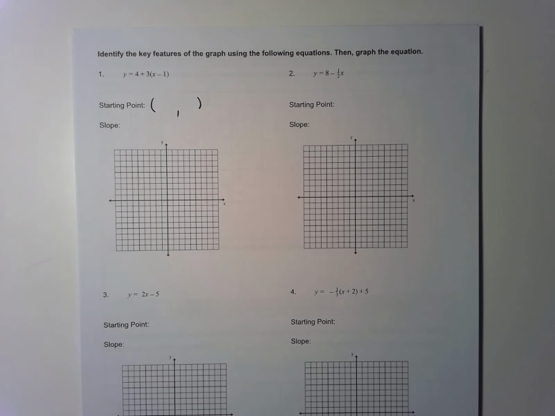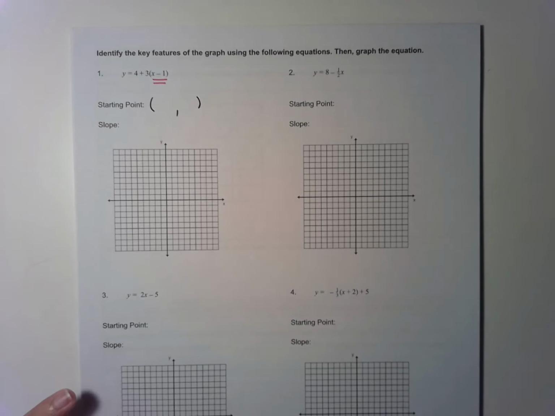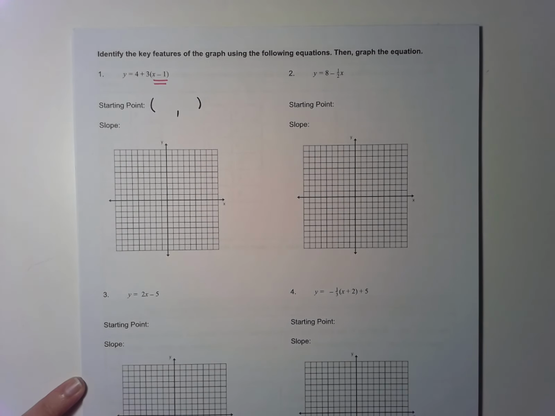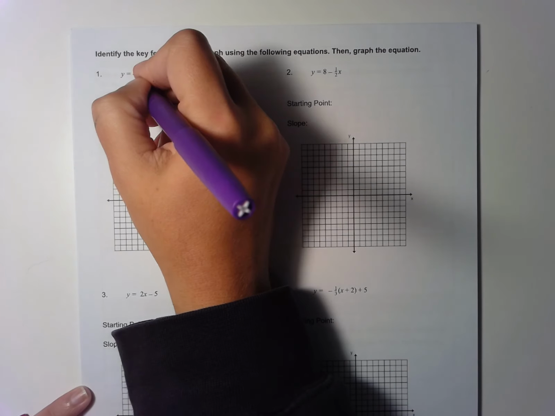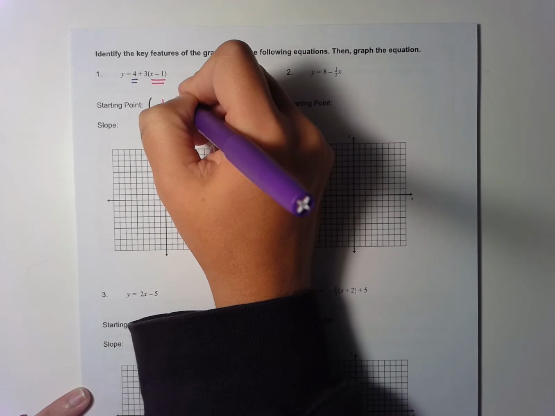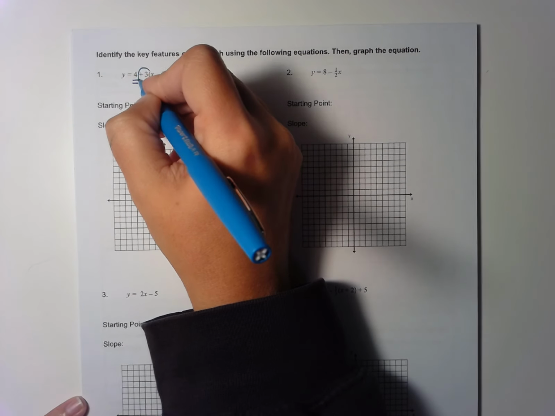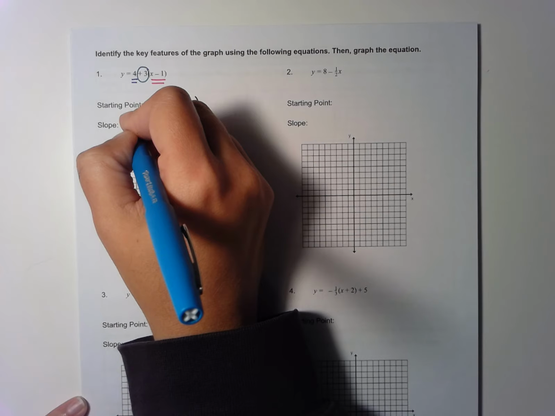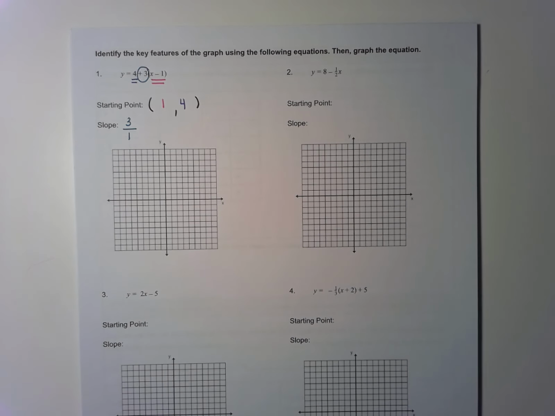Now our starting point here is going to need an x and a y. The x is going to be whatever it takes to get back to 0. So to get back to 0 here, you would need +1. The y is going to be the beginning number, which in this case is 4. And the slope is going to be the number that's multiplied by x, which in this case is +3, and I'm going to suggest you put that as 3/1.